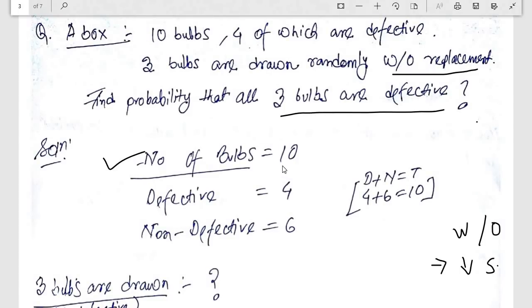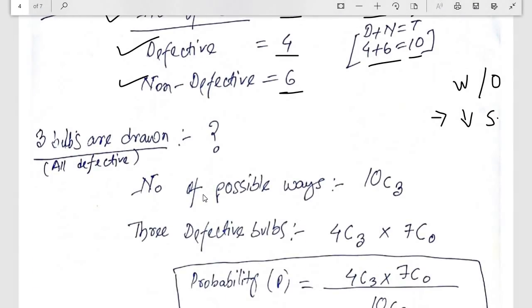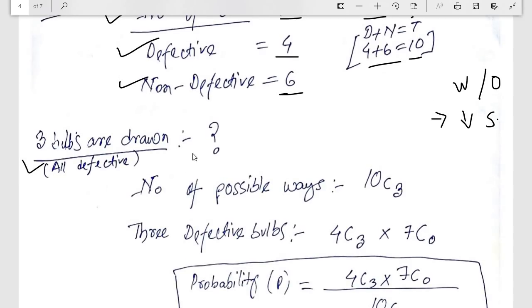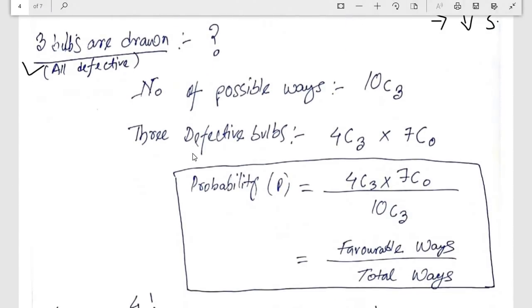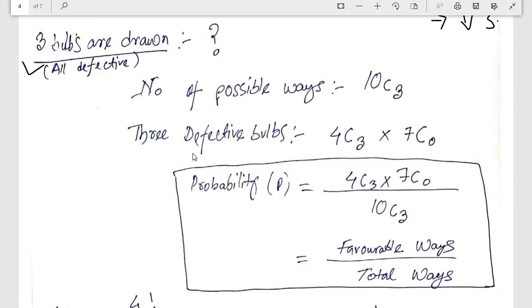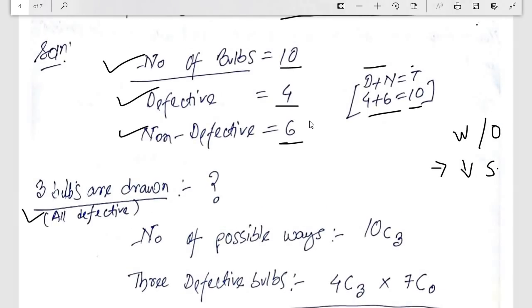So the number of bulbs is 10, out of which 4 are defective. So how many are non-defective? 6 will be non-defective, because defective plus non-defective should be the total. So 4 plus 6 is 10, right? Now 3 bulbs are drawn and all are defective. We have to find the probability. So first we will find the total number of ways possible, which will be written as 10C3.